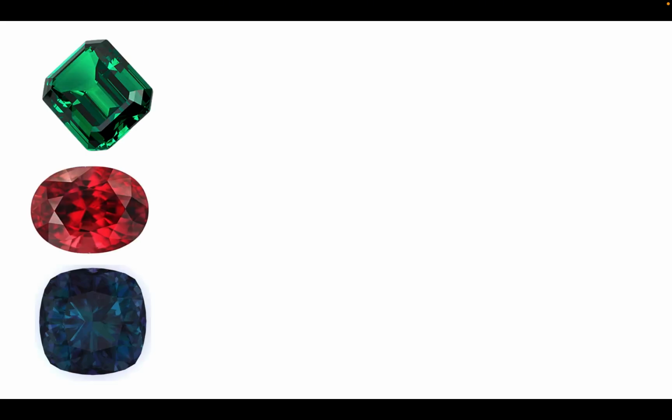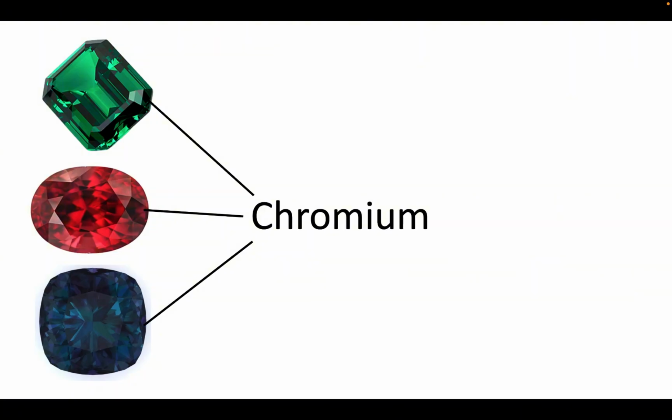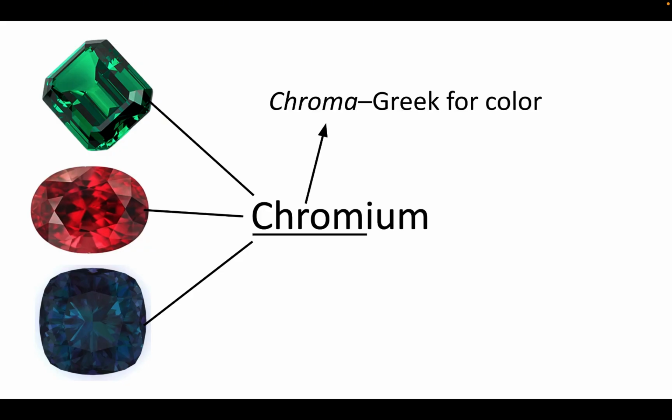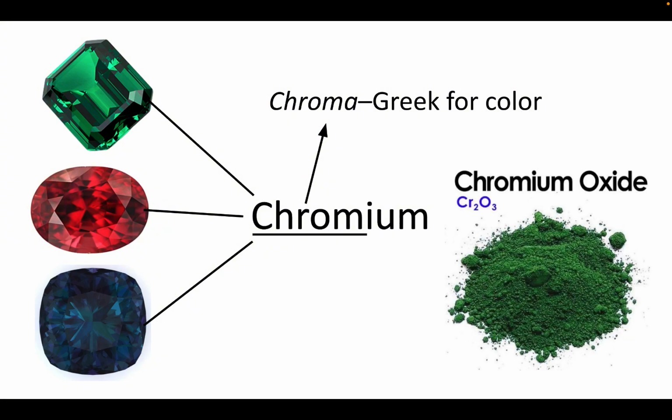In emeralds, rubies, and alexandrite, chromium is the source of their beautiful and distinct colors, specifically alexandrite's unique property of having a changing color. This is how the name was actually derived, chroma meaning color in Greek. And actually, chromium oxide, CrO3, is used as a very common green pigment.